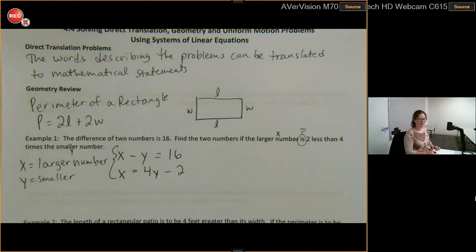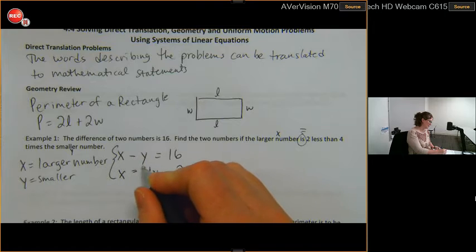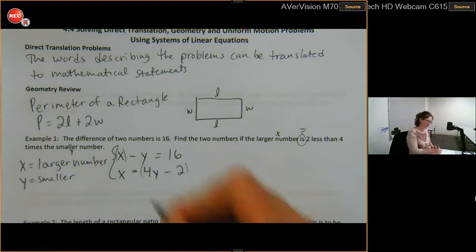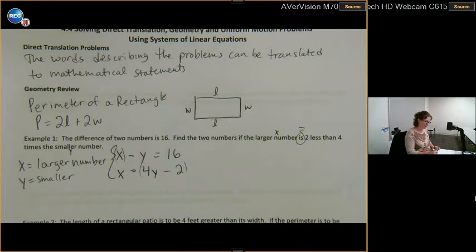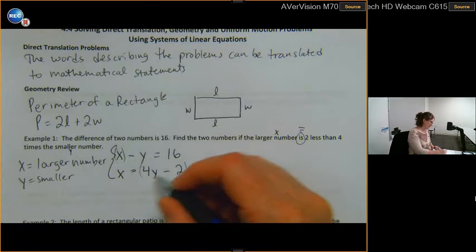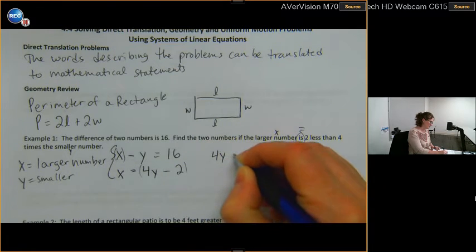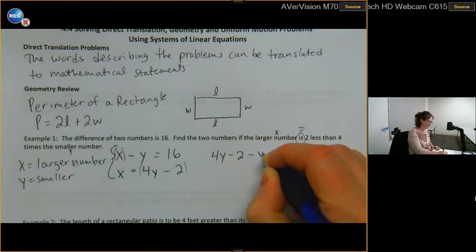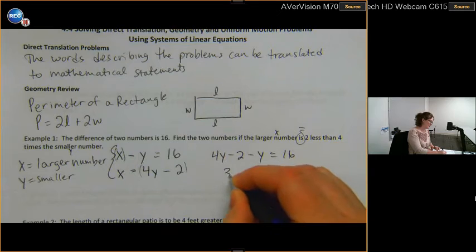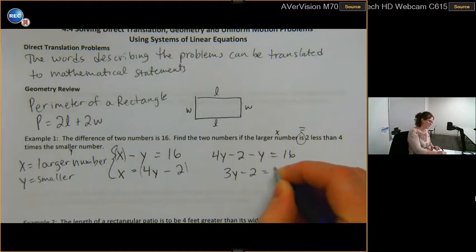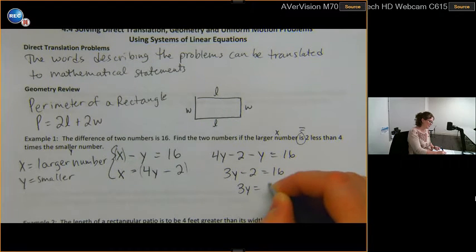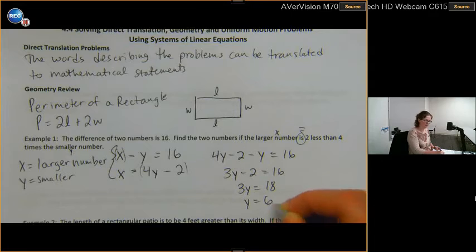You can solve it by graphing, by substitution, or by elimination. I'm going to use substitution on this one. Since my second equation is set up, I can substitute in place of the x. So x equals 4y minus 2. So 4y minus 2 minus y equals 16. Solve this to get y equals 6.